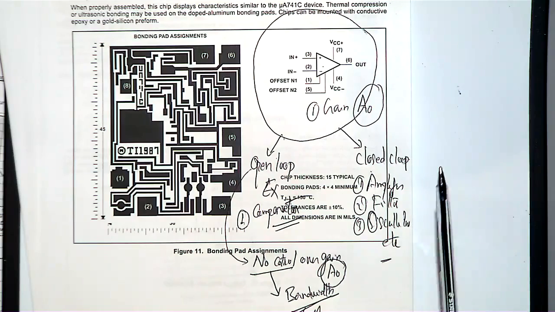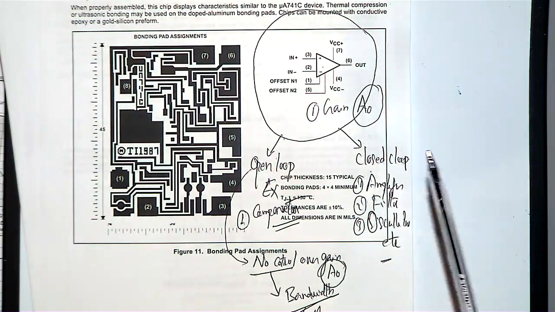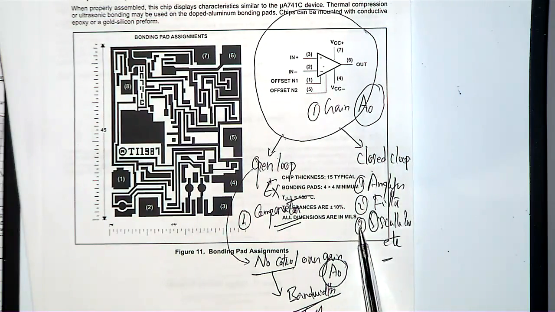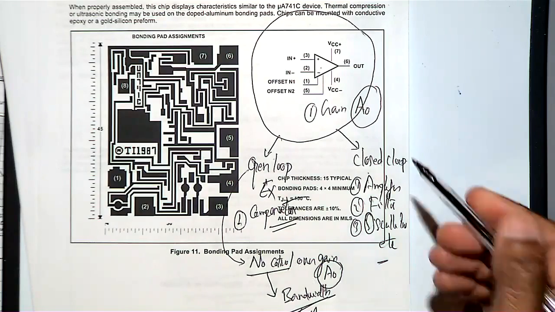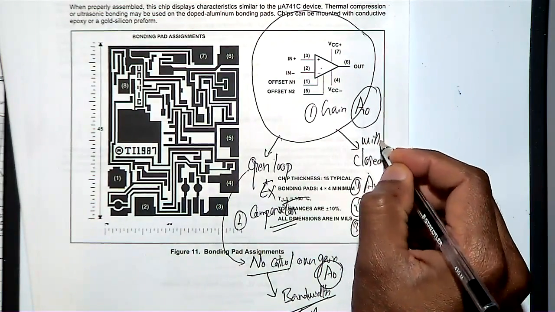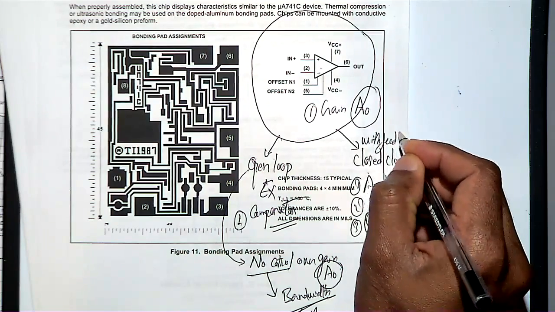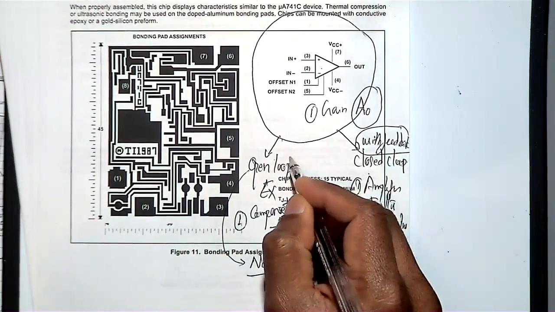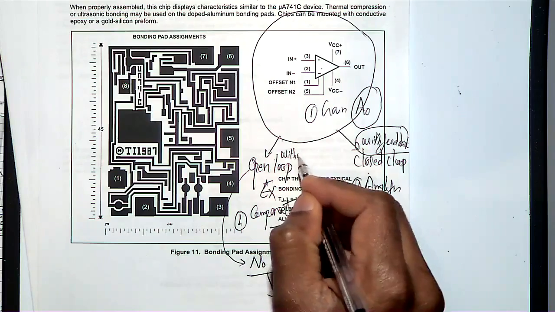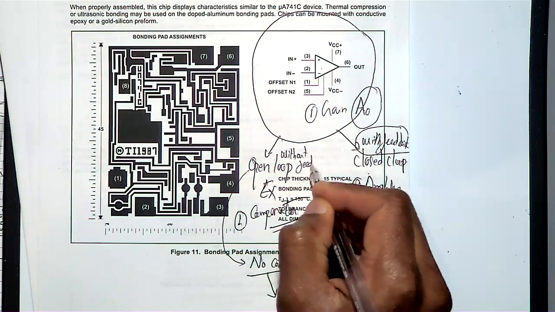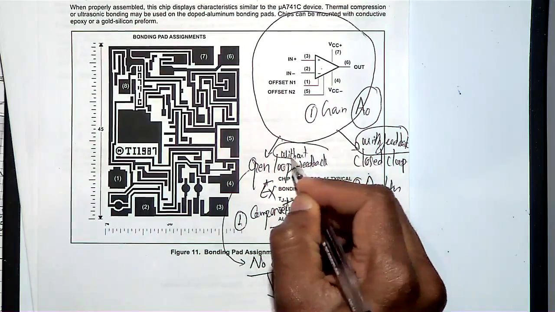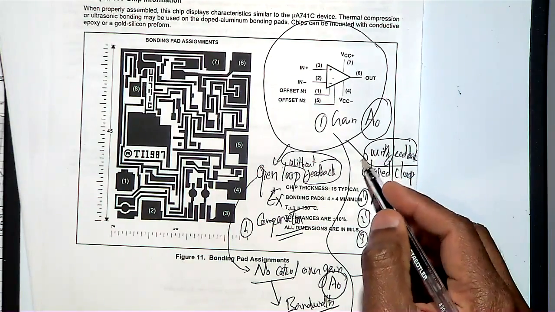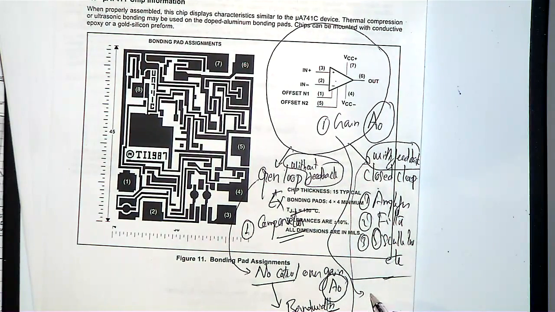The operational amplifier is also used in closed loop. Then we can make an amplifier, a filter, an oscillator, and so on. You might ask, what do you mean by closed loop? Closed loop means with feedback. Open loop means without feedback. That's the difference.